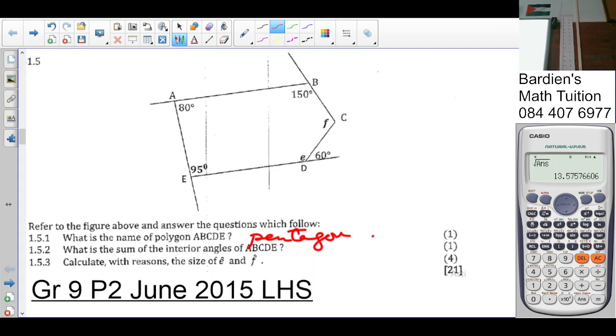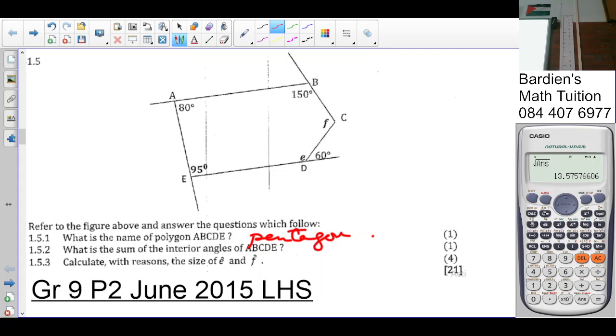What if all five sides were equal? Then what type of pentagon would that be? Not the equilateral pentagon, no. A regular pentagon. It is not regular. Why? Because all the angles are not the same. If they say it's regular, then that means all the angles and all the sides are the same.